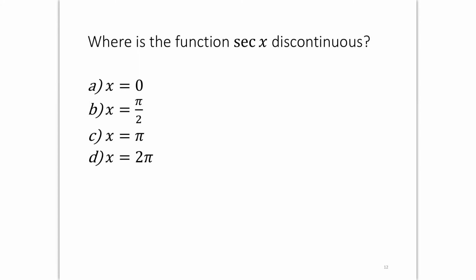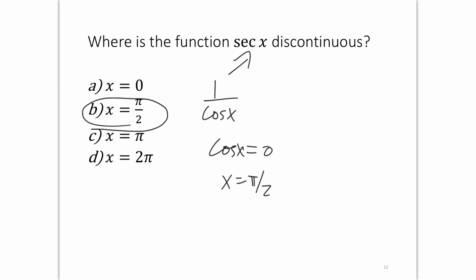All right, well, hopefully you remember the domain of secant. Because secant is 1 over cosine, if cosine of x is equal to 0, that would be bad because you'd have a 0 in the bottom. And that happens when x is equal to pi by 2. So if x is pi by 2, cos is 0. 1 over 0 is undefined, which means secant is undefined. And if secant is undefined, then it's definitely discontinuous. So the answer is B.